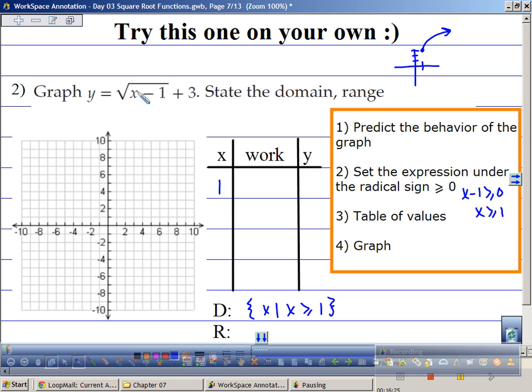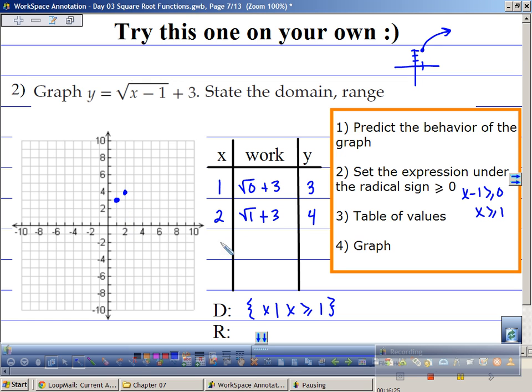So where am I going to start then? 1. What happens when I put in 1? 1 minus 1 is 0. What's the square root of 0 plus 3? 3. 1, 1, 2, 3. Isn't that what we predicted up here? 1, 3. Then where would you go? Why 2? Because if you put in 2, you're going to get 2 minus 1 is 1. What's the square root of 1? 1. What's 1 plus 3? 4. So over 2, up 1, 2, 3, 4.